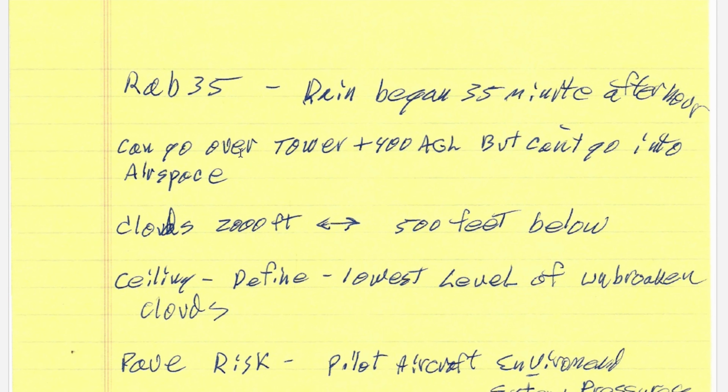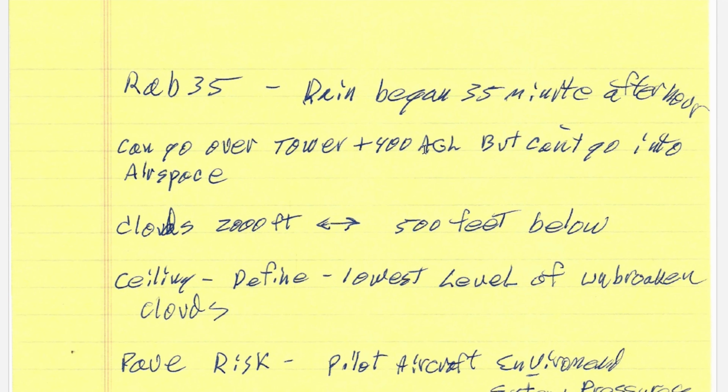Now, can you go over a tower plus 400 AGL above the tower, but you cannot go into airspace? So if there is a tower and you need to go above it to take pictures, you can go up to 400 feet above the tower. So you can go up to 800 feet. And this is a test question.